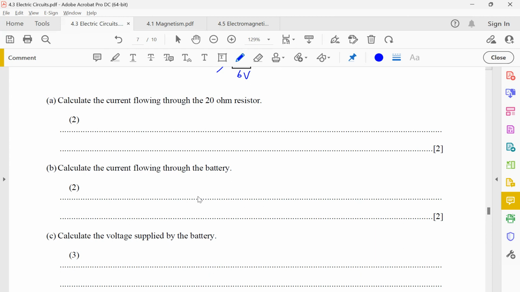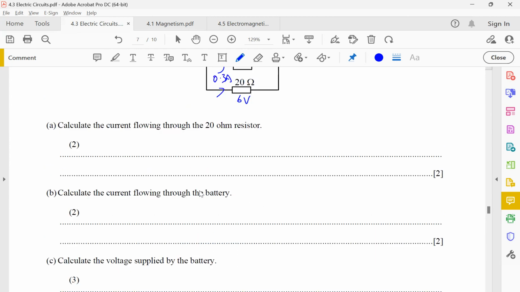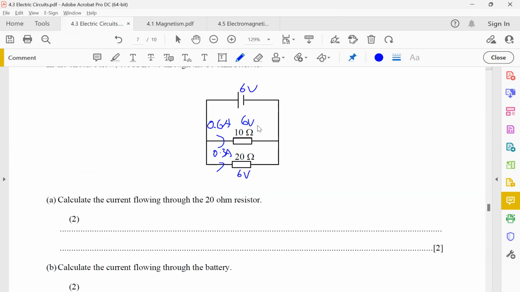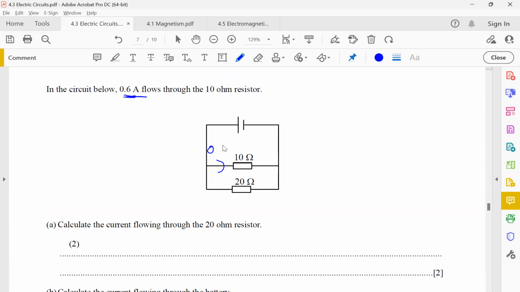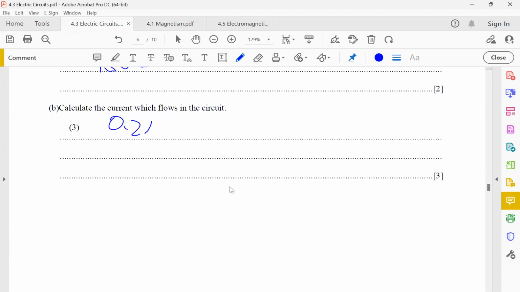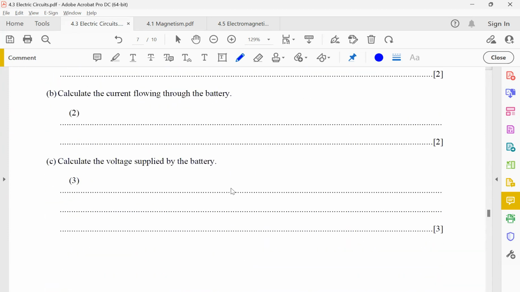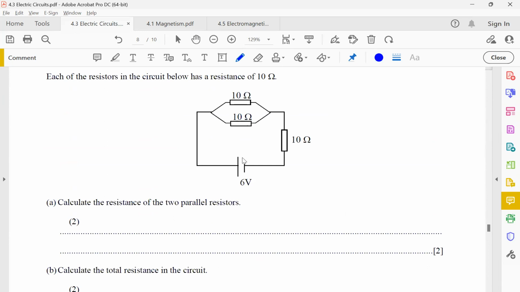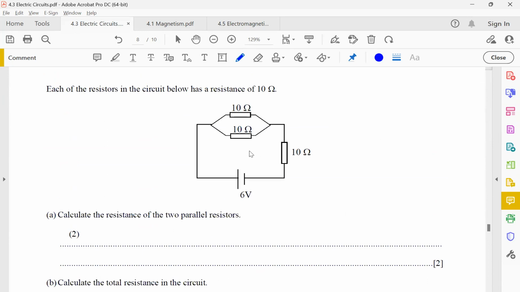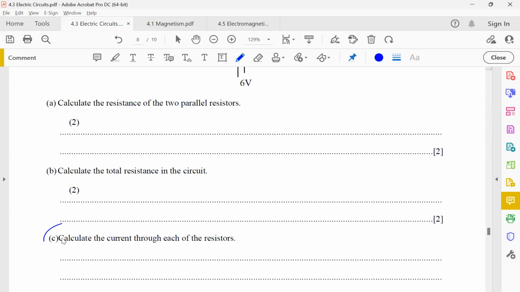Yes, can I help you? Which question? This one? The 6 volts one? Okay, so from the question, you know that this is 0.6 ampere already, right? Oh, you mean this one? Okay, which question? C, is it C?